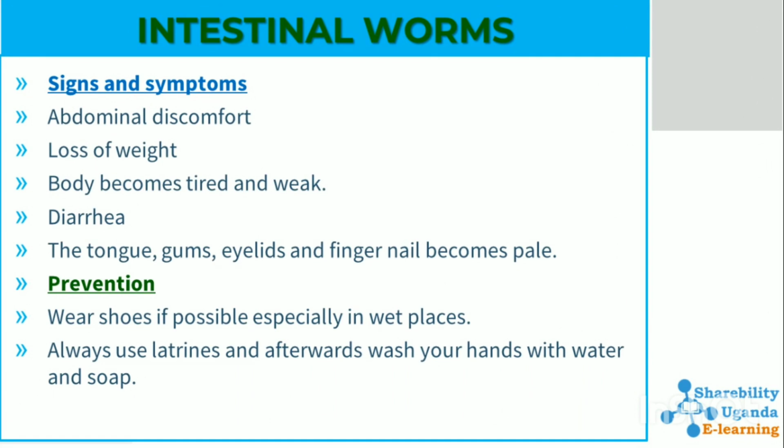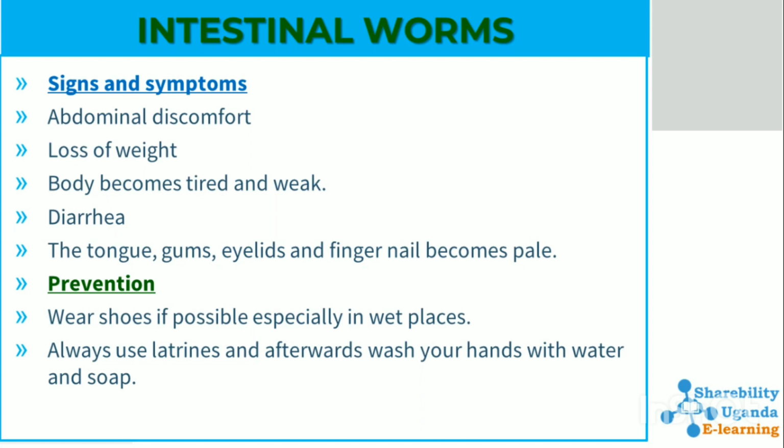Signs and symptoms, how we can tell someone has hookworms: abdominal discomfort, loss of weight, the body becomes tired and weak, diarrhea, and the tongue, gums, eyelids, and fingernails become pale. Your tongue becomes pale, your gums become pale, your eyelids and fingernails become pale, as in they change color, they gain a yellowish color.